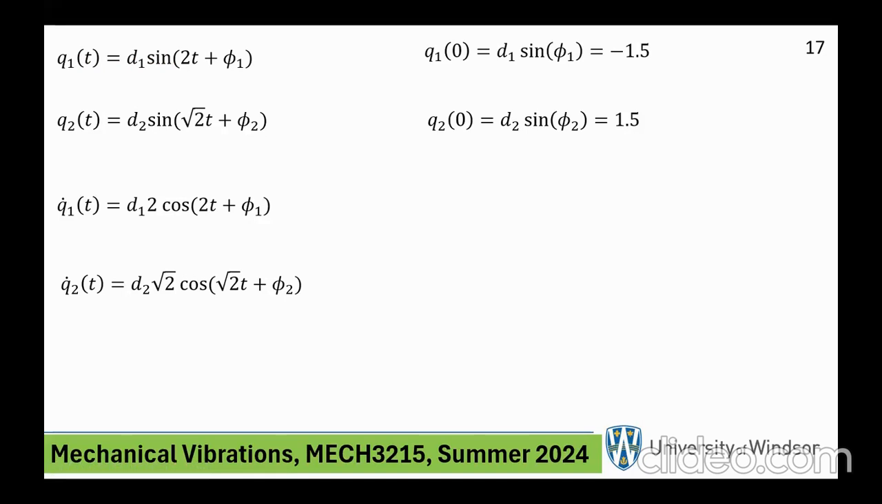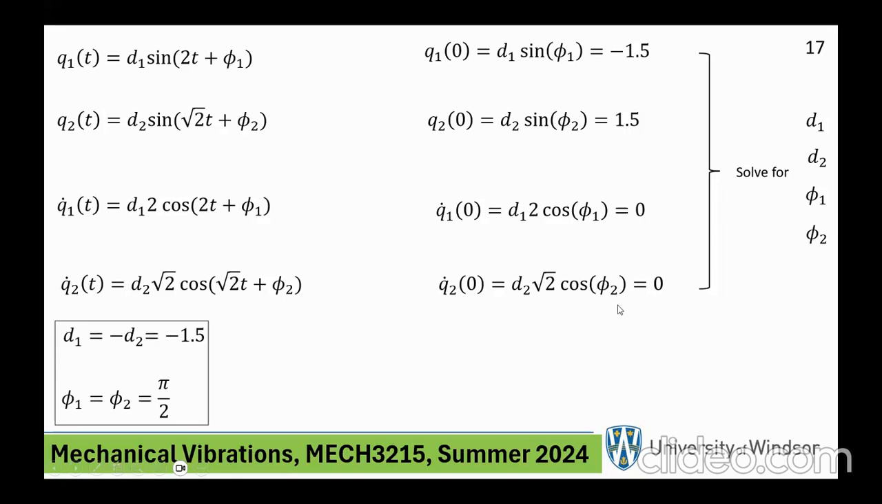Here is Q1. Q of 0 is this. Q1 of 0 is this. Q2 of 0 is right here. Q1 dot at 0 is 0. Q2 dot at 0 is 0. And just by brute force, find D1, D2, Phi1, and Phi2. Or use those formulas that we have from 4 or 5 weeks ago. So you solve it, and this is what you're going to get. And we have the solution for Q1 and Q2 because we found D1, Phi1, D2, and Phi2, and then just plug it in.